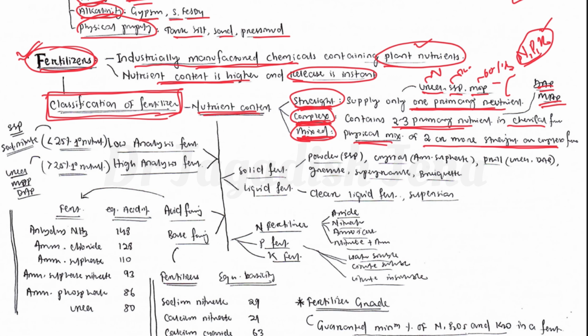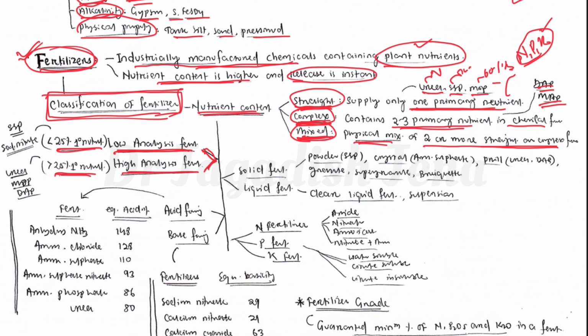Next one: what is the primary nutrient content of the fertilizer? Based on that, fertilizers are of two types: low analysis fertilizer and high analysis fertilizer. Basically it depicts the concentration of nutrients present in a fertilizer. If the total primary macronutrient content of the fertilizer is less than 25%, then that is called low analysis fertilizer. If the total primary macronutrient content in a fertilizer is more than 25%, then that is called high analysis fertilizer.